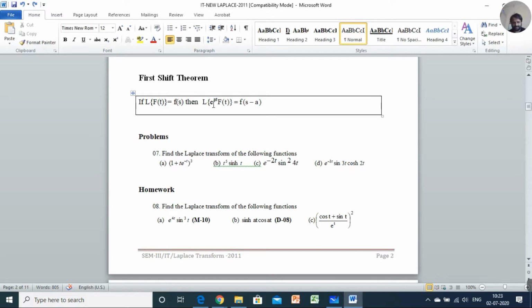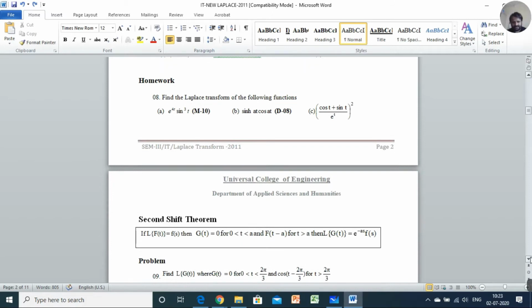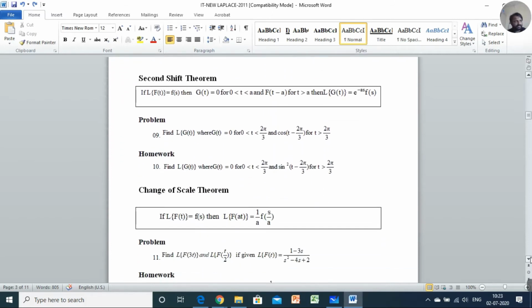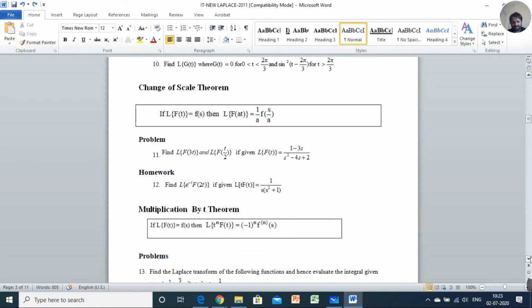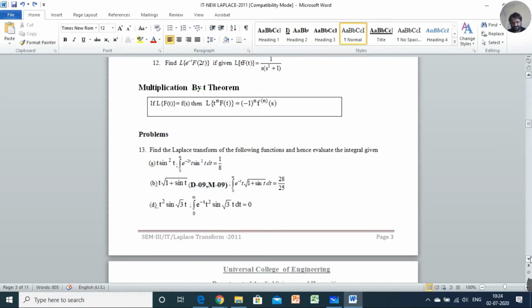Whenever there is a power e raised to at, if it is a positive term, you have to apply F of s minus a as the procedure. If there is a minus at, or minus a, you can apply F of s plus a. So please remember these things, because they are mandatory. The second shifting theorem is not generally useful. It will be useful in inverse Laplace, so at that time I will explain it again.